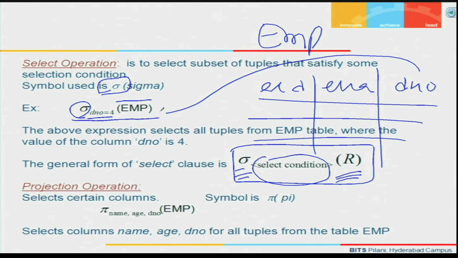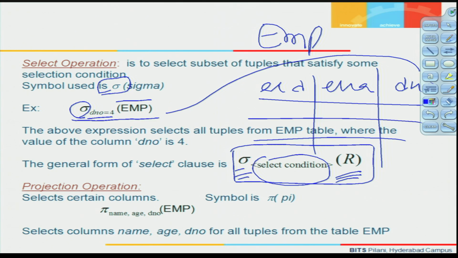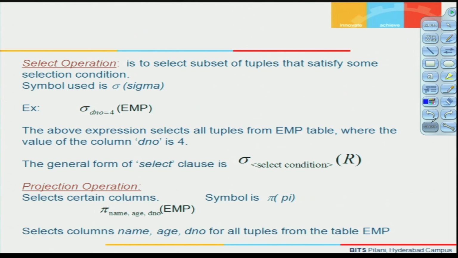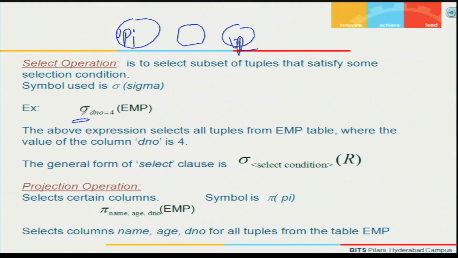And if you carefully observe, the select operator has only one operand. Normally, if it is a binary operator, we have operand 1 and operand 2 and then an operator like plus or minus. But in this case it is a unary operation, that means it requires only one operand. The operands in relational algebra are nothing but the relations themselves. That is why it is called relational algebra.